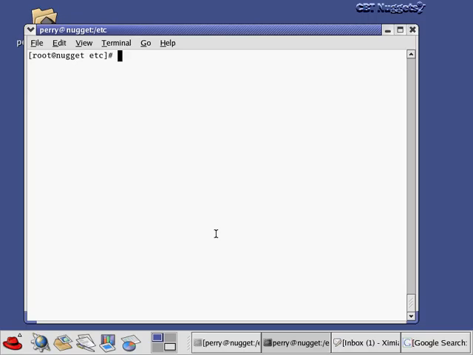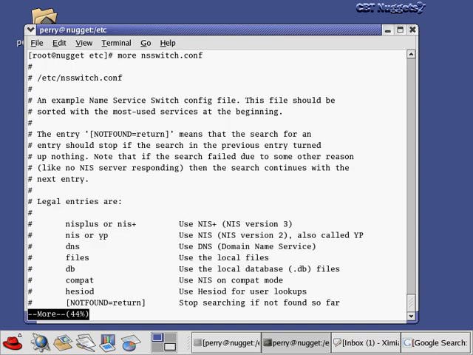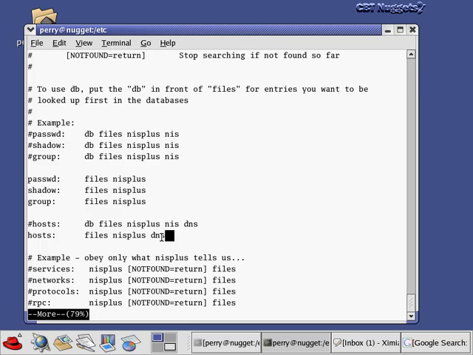So let's take a look at some of these configuration files. The first one I want to look at is the nsswitch configuration file. And what we're looking for in this file is the line that starts with hosts.